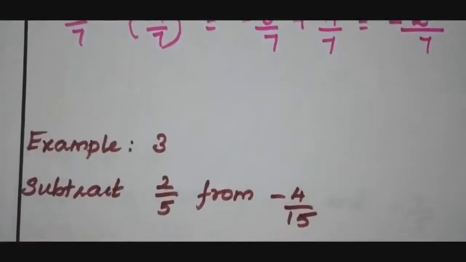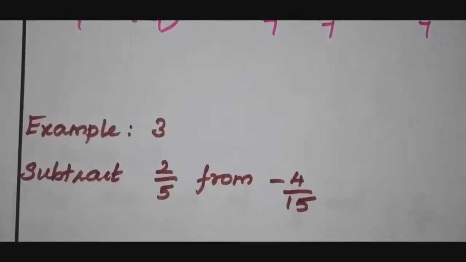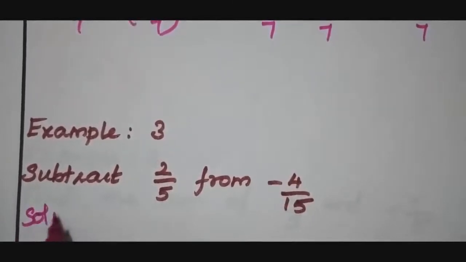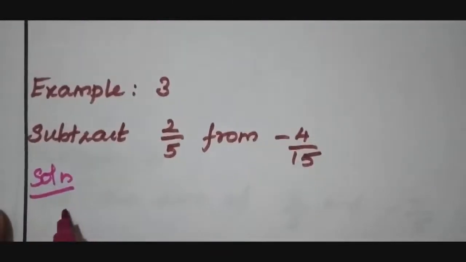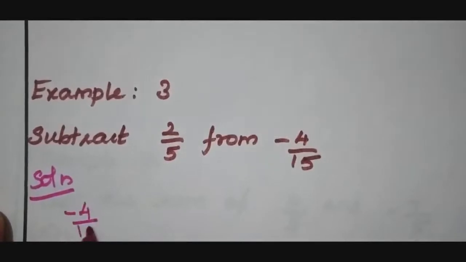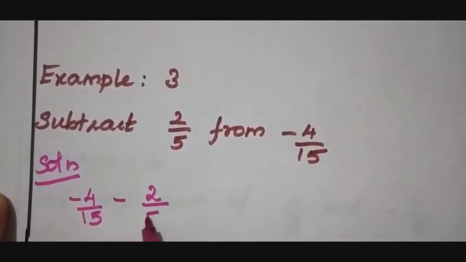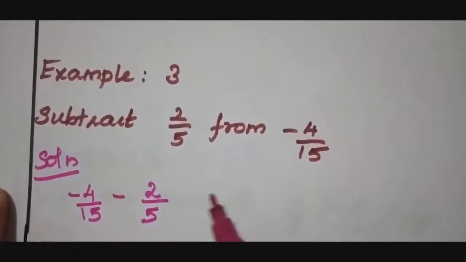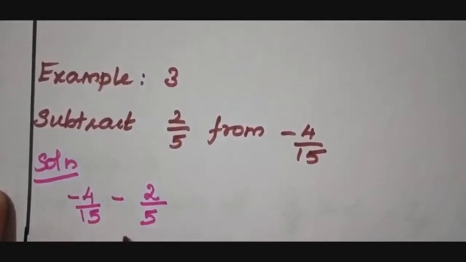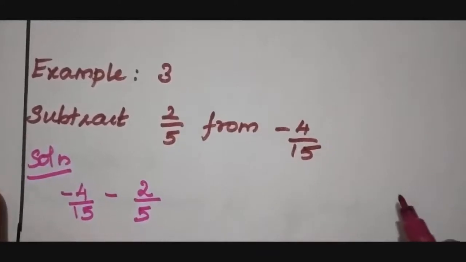Example 3. Subtract 2 by 5 from minus 4 by 15. From minus 4 by 15, you have to subtract 2 by 5. These two are different denominators, so you have to take the LCM.